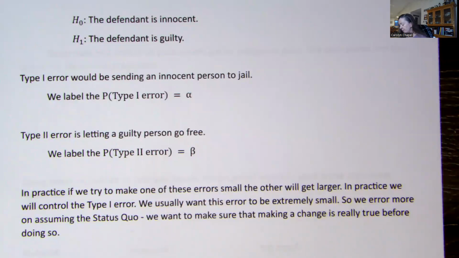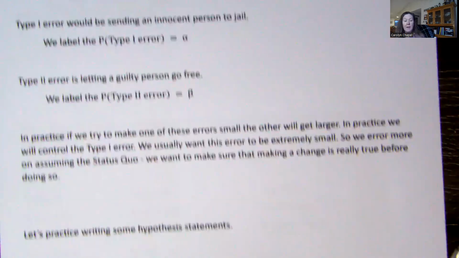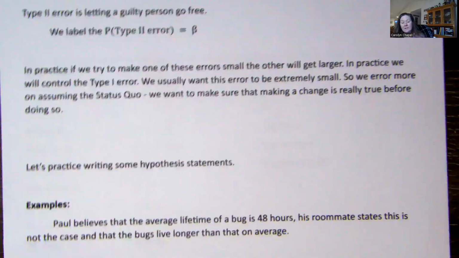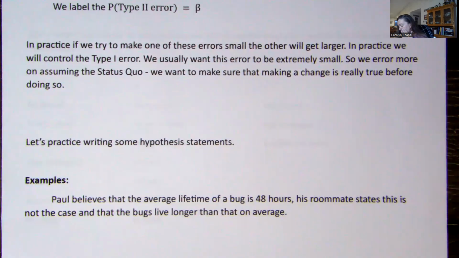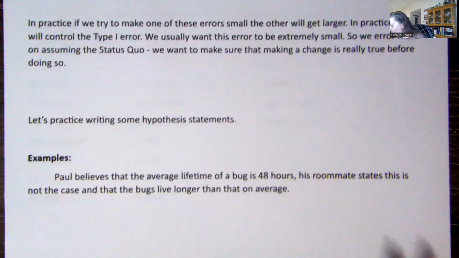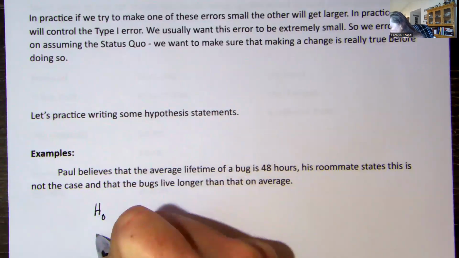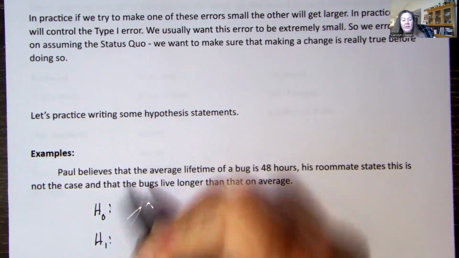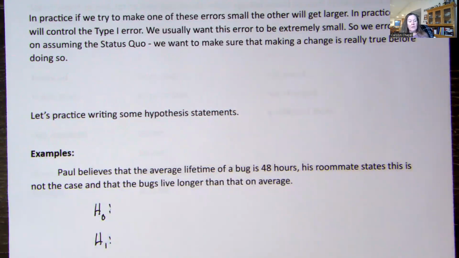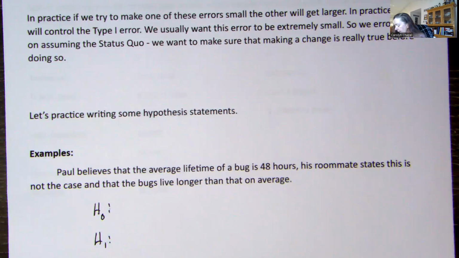Okay, let's practice a little bit writing some hypothesis statements, because that is the first piece of stuff that we have to do. So here's an example. Paul believes that the average lifetime of a bug is 48 hours. His roommate says that that's not the case, and bugs live longer than that on average. So we need to write our null and our alternative hypothesis. I usually use the colon between the two. I think that's kind of the standard.